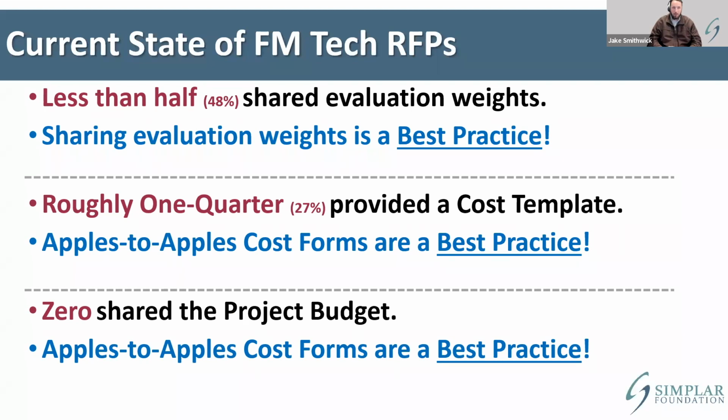And finally, out of the 110 plus RFPs looked at, nobody shared a budget. And what I mean by budget is, here's how much money we allocated for the initial install. Here's how much we have for the annual maintenance side of things. Nobody provided that budget. Having that budget in place is a best practice because it helps the vendors better understand the scope or the nature of what we can actually buy given the money that we have available.